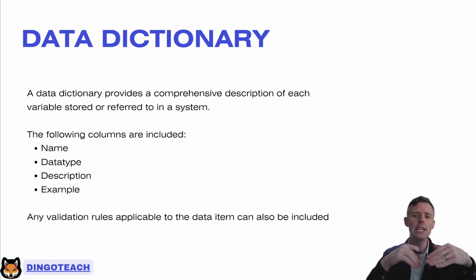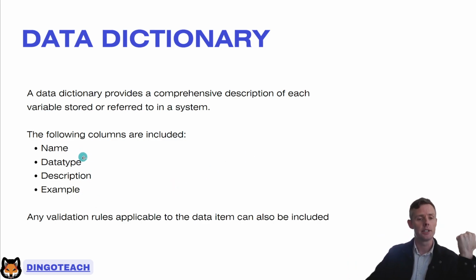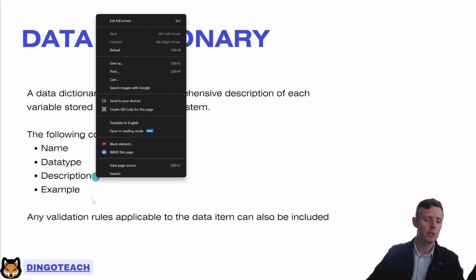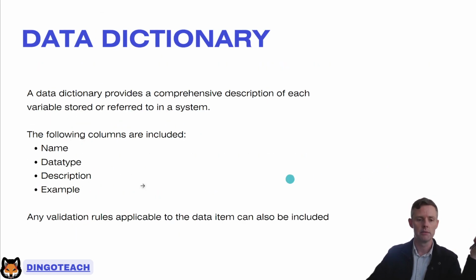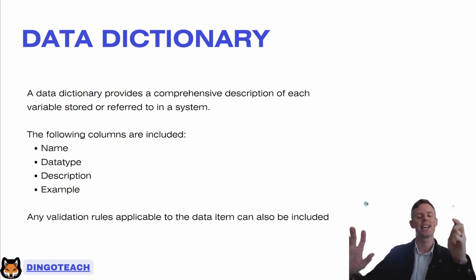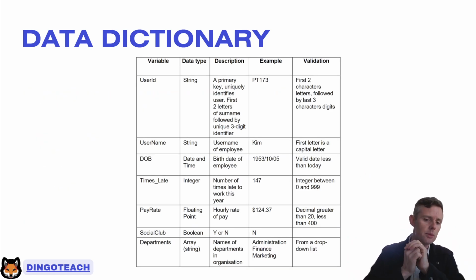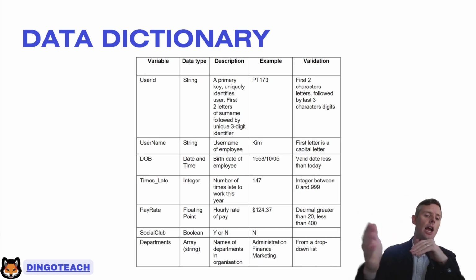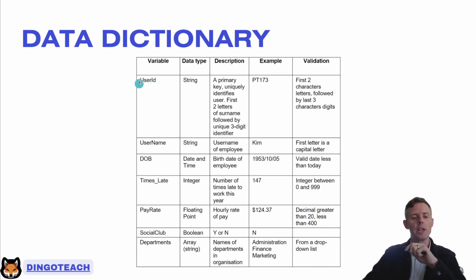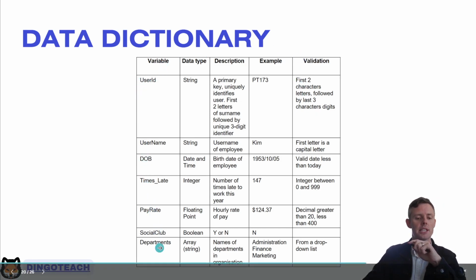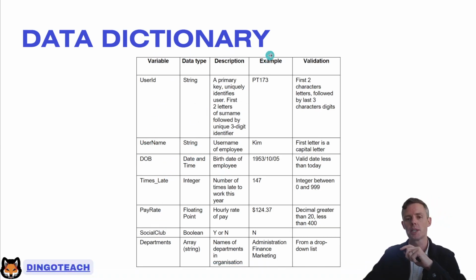So what do we need in our data dictionary? We need a name, a data type, a description, an example, and then any validation that applies to those variables. In other words, what values it can have and what it cannot have. So here is an example data dictionary for you. This one is essentially for a business keeping track of their employees. We have 7 variables in our data dictionary. For each, we've got a name, a data type, a description, an example, and validation rules that apply.